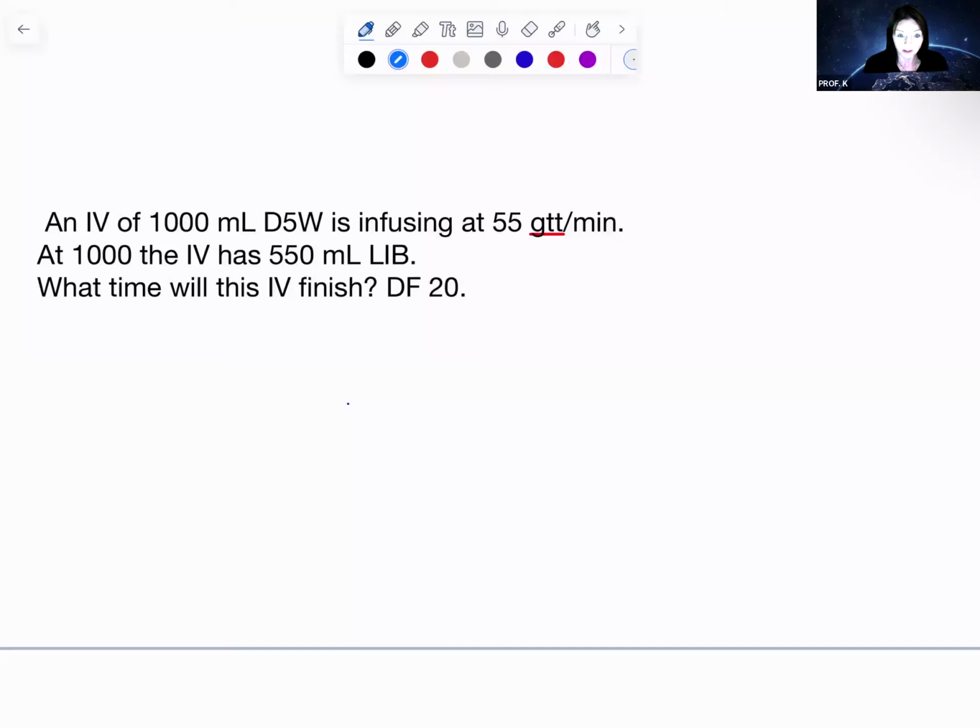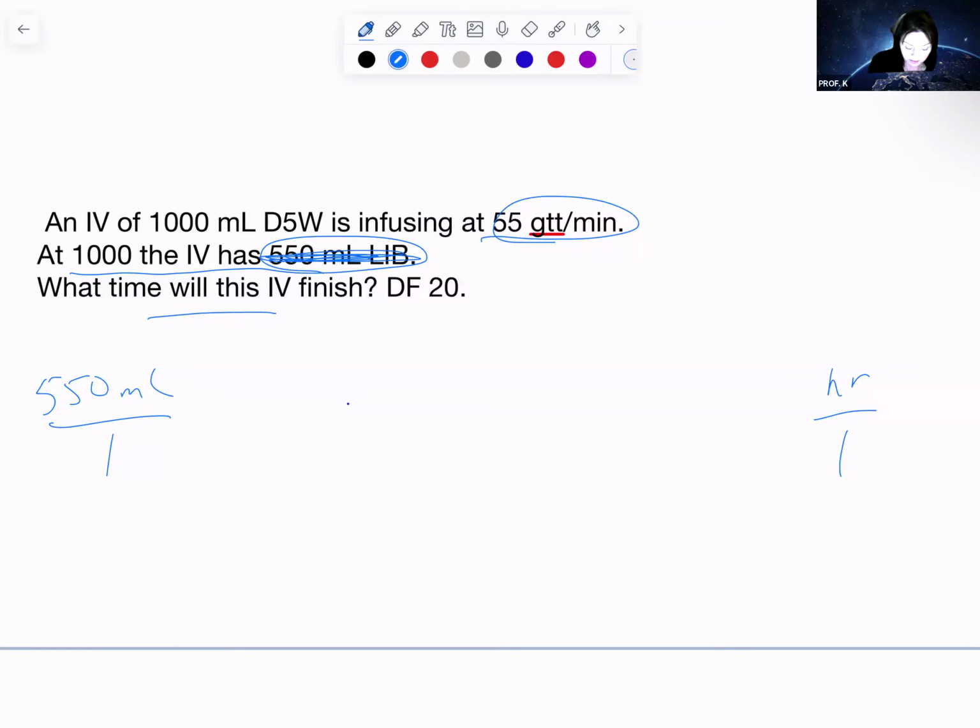All right, so again, there's an IV that's already infusing at 55 drops a minute, but I walked in at 10 a.m. and there was only 550 milliliters left in the bag. I only start with what's left in the bag. That's what I care about. So 550 milliliters was left in the bag, and I'm solving for what? Time, so I'm solving for hours. Put an hour over 1. What time do I go back in with a brand new bag so it doesn't go empty? That's what I'm solving for.